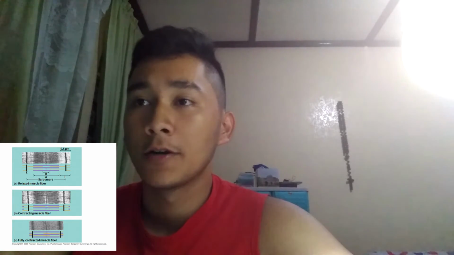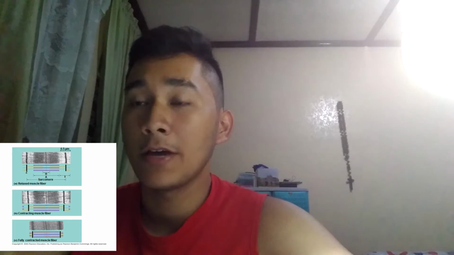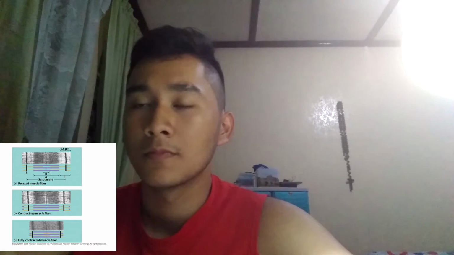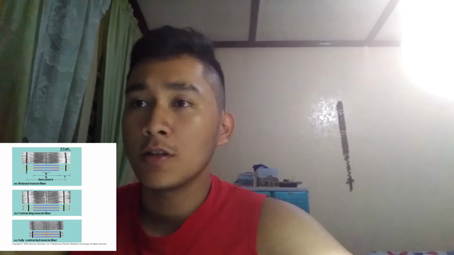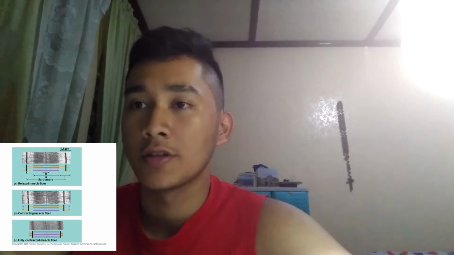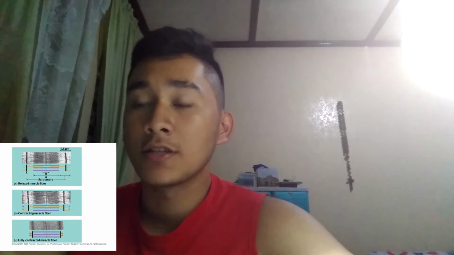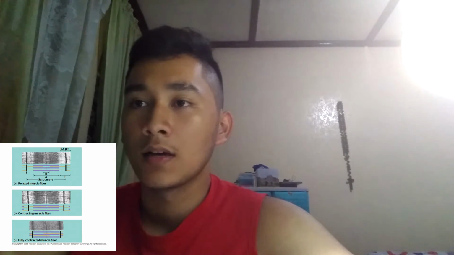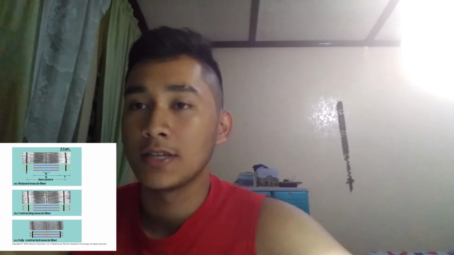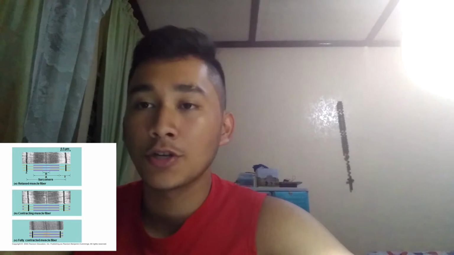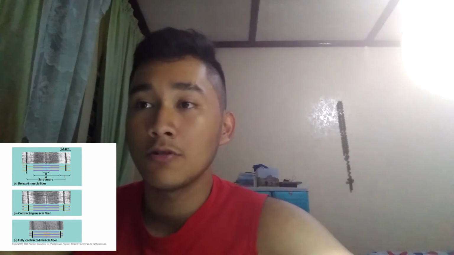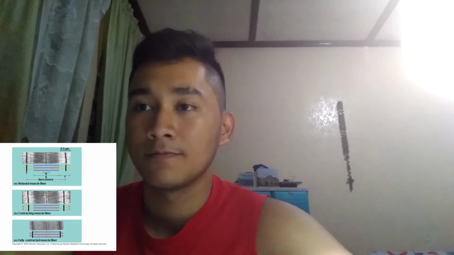The first picture shows a relaxed muscle fiber. A relaxed muscle fiber has actin and myosin overlap. The second picture shows a contracting muscle fiber. The muscle fiber is stimulated by motor neurons. The length of the sarcomere is reduced. Actin slides over myosin. And lastly, the last picture shows a fully contracted muscle fiber. The actin and myosin completely overlap.